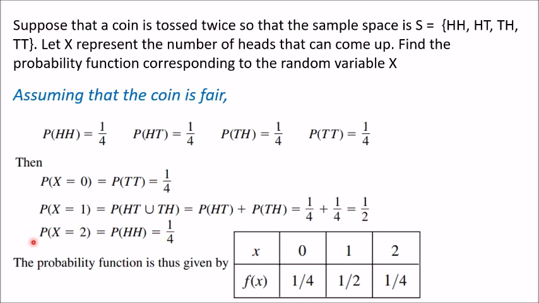And then for the probability of x equals 2, meaning dalawa yung heads, outcome na yan ay isa lang. Itong outcome na may ganon, which is the HH here. So isa lang yan, kaya ang probability niyan ay 1/4.